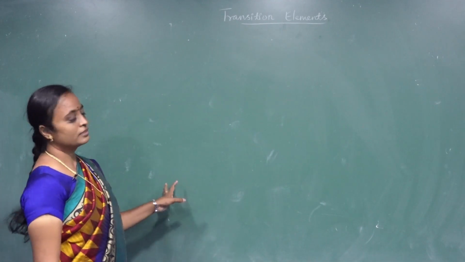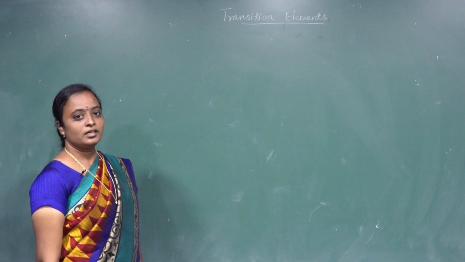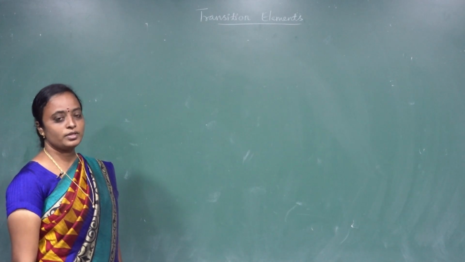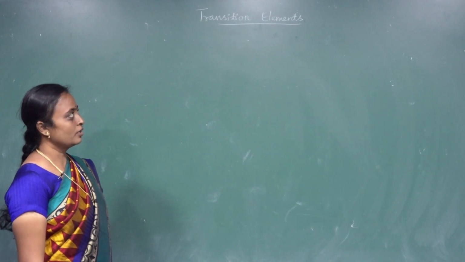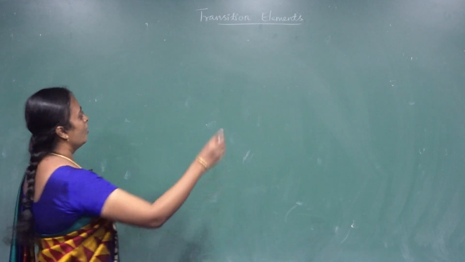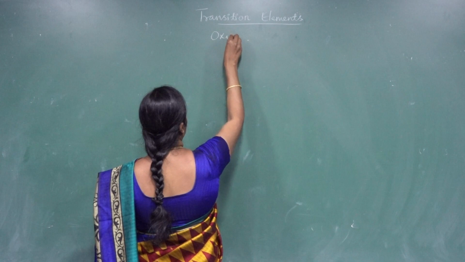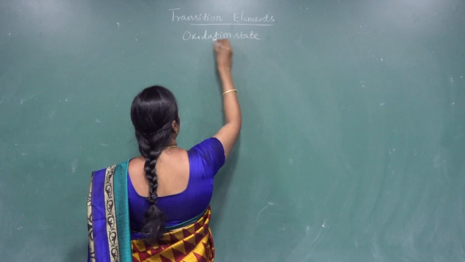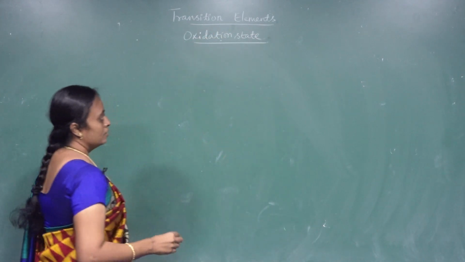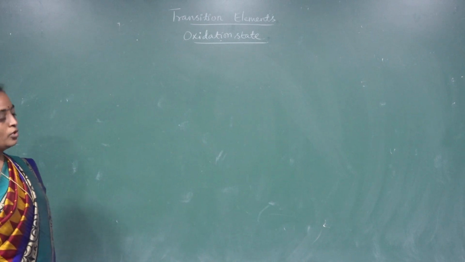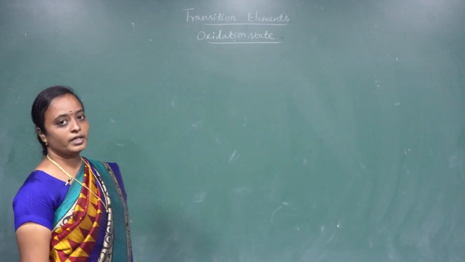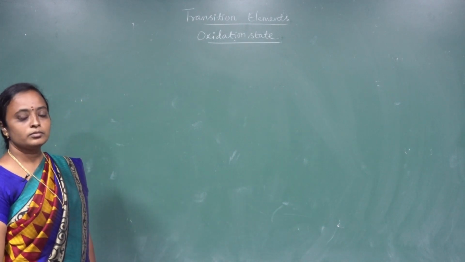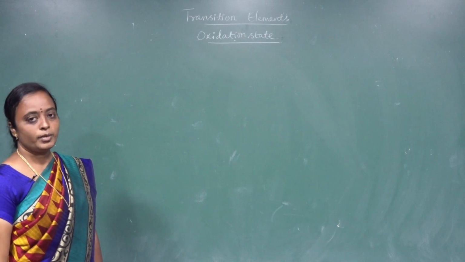Today we are going to discuss the transition element lesson. So far we have covered the properties of the transition elements. Today you are going to see one more property, that is oxidation state. We are going to discuss the oxidation state of d block elements, that is the 3d, 4d, 5d and 6d series.